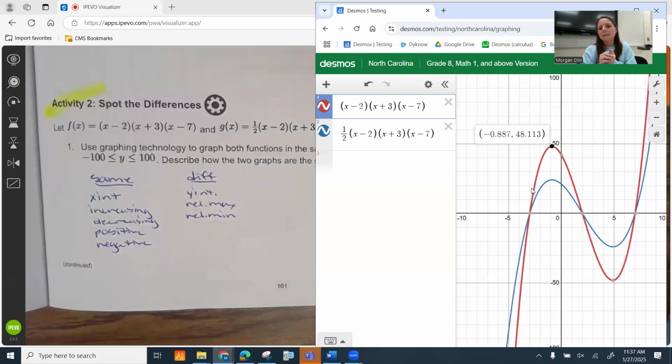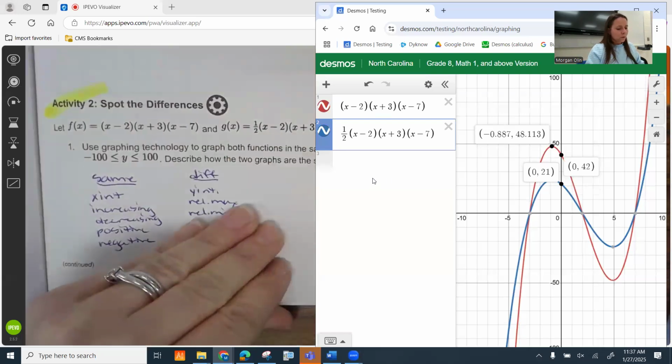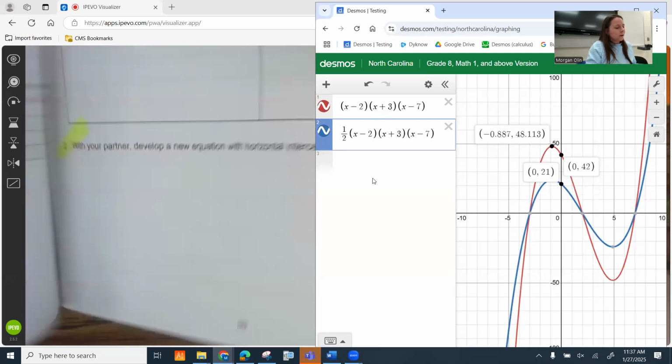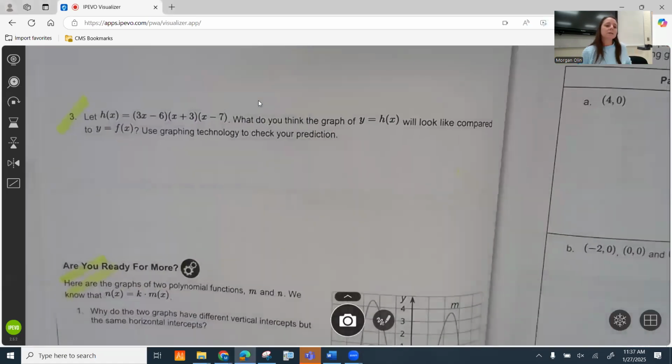All right. And what it does is it changes our y-intercept. And if you actually look, the y-intercept here is 42. Well, think about it. 1/2 of that is 21. All right. So that's what we've done. All right. So let's keep moving on. Okay, now we're going to ask these same questions. So flip over to page 162.